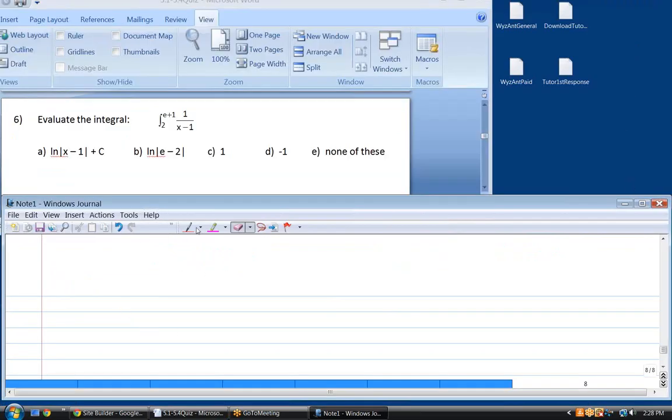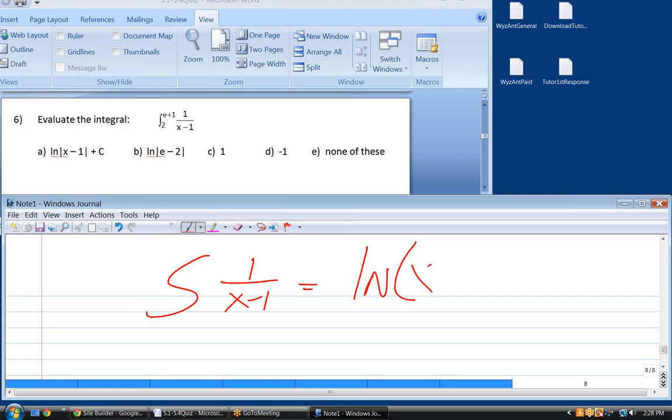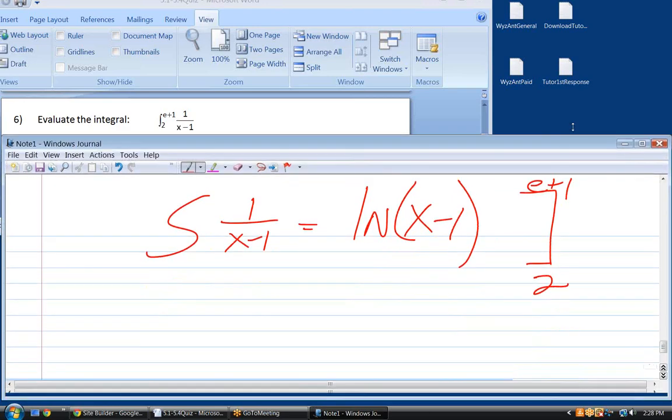So what is the integral of that? Just the integral of 1 over x plus 1, isn't that just the natural log of x plus 1? Yeah, because the derivative of the inside is 1, so we don't need to worry about it. So we're just evaluating this from 2 to e plus 1. So this is actually very easy.